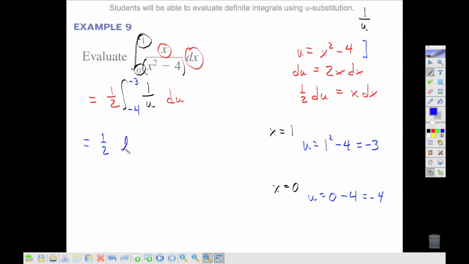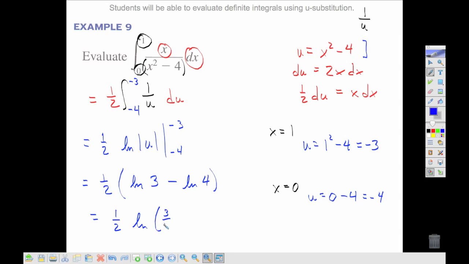We then take an antiderivative of 1 over u, that'll be our natural log function again. Make sure you use an absolute value. We're going again from negative 4 to negative 3. And it's easier to do that substitution rather than substituting this back in. We'll just substitute in that negative 3 and negative 4. Since it's an absolute value, it's just going to be natural log of 3 minus natural log of 4. If we know our rules for natural log, that's going to give us 1/2 of the natural log of 3 over 4.